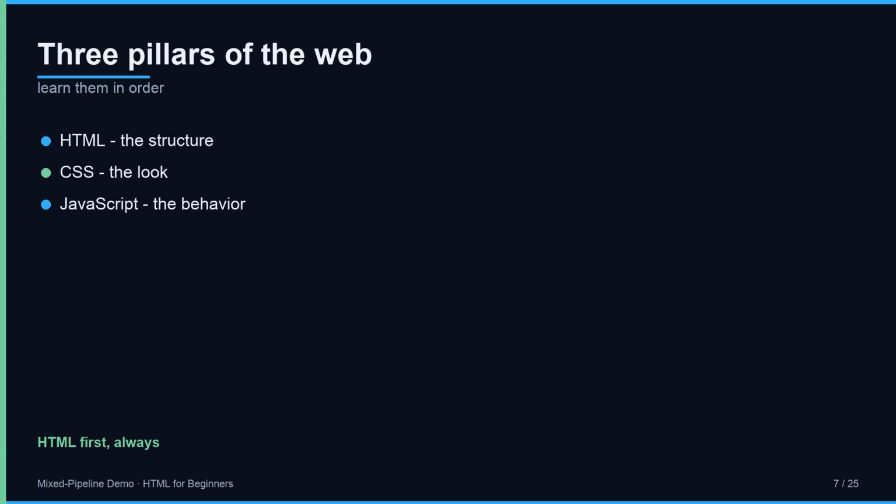HTML is the structure, the skeleton. CSS is the look, the colors and layout. JavaScript is the behavior, what happens when you click. Learn them in that order. HTML first, always. The other two make no sense without something to hang on.